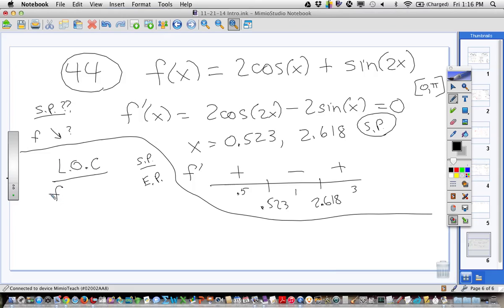So we need to get f of 0, plug in a 0. We need f of pi. We need f of 0.523. And we need f of 2.618. So we need to plug those into the original.